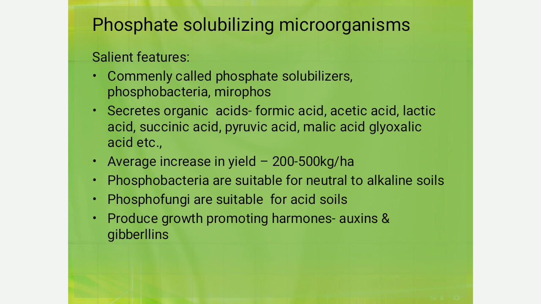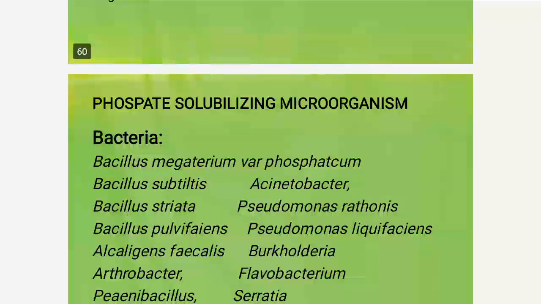They secrete organic acids like formic acid, acetic acid, succinic acid, glyoxylic acid, pyruvic acid, malic acid, etc. As I said, 20 to 25% will be increased. Then average yield is 200 to 500 kg per hectare increase. We can see phosphobacteria are suitable for neutral to alkaline soil, while the phosphofungi are very suitable for acidic soil. These produce growth promoting hormones such as auxins and gibberellins.